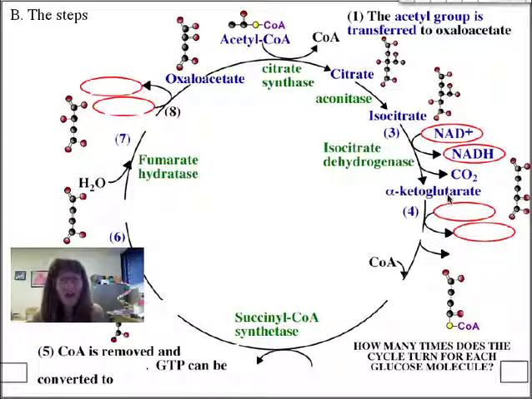Now guess what? Name of the game, oxidation. So I bet you guessed number 4, step number 4, another oxidation and another generation of reducing power. So in step number 4, alpha-ketoglutarate gets oxidized, forming the molecule called succinyl-CoA.